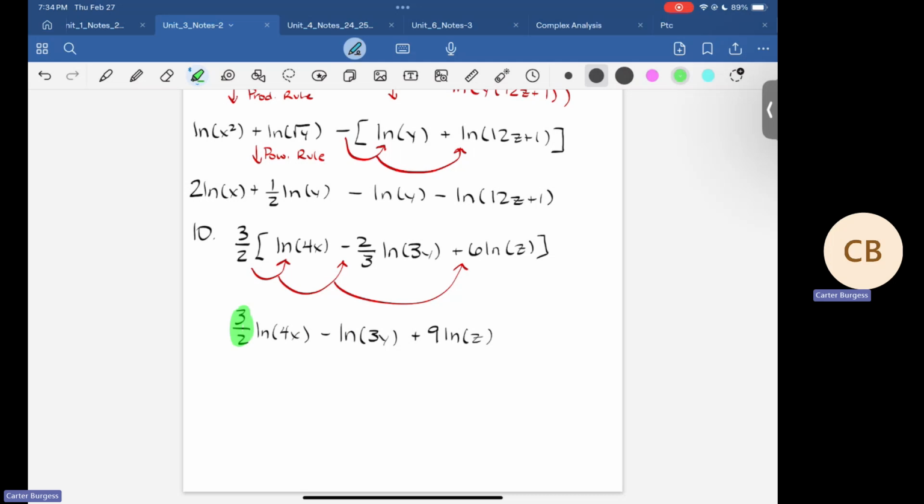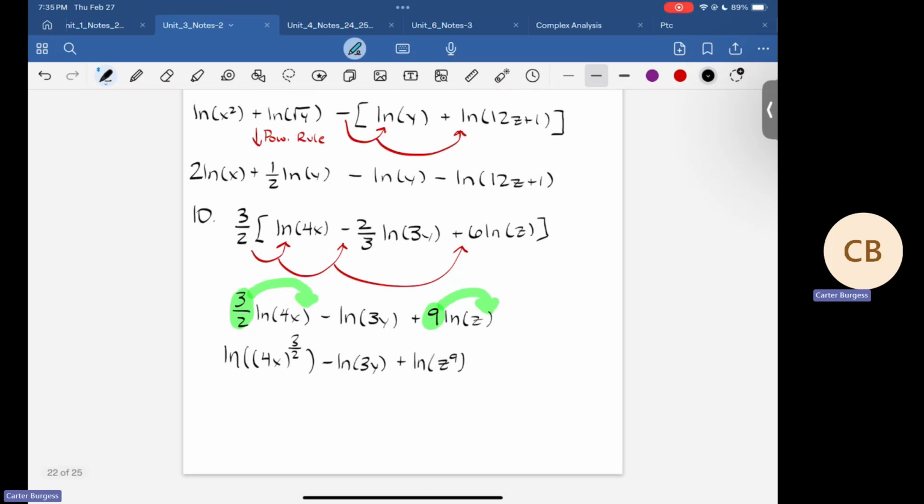Now, using our rules, you'll notice that in order to use the product and quotient rules, we need to use the power rule first. So we need to bring those coefficients up and turn them into the exponents that they were. So using our power rule, we get the ln of, important here that the entire 4x is being raised to the 3/2, and that it's inside the logarithm. Both of those need to be the case. And then this is plus the ln of z to the 9th.